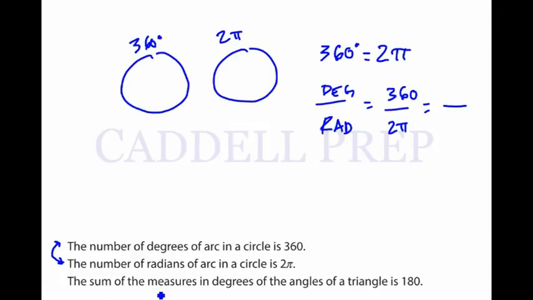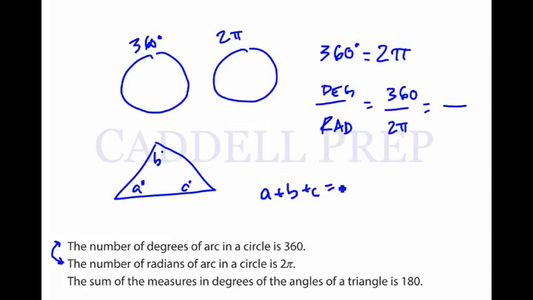The other fact has to do with the triangle, that the sum of the measures in degrees of the angles of a triangle is 180. So A degrees, B degrees, C degrees, these all have to add up to 180 degrees.